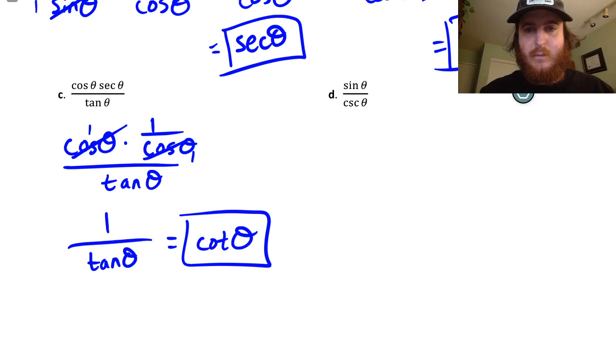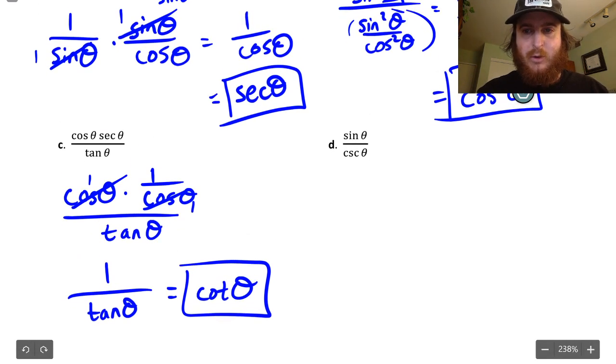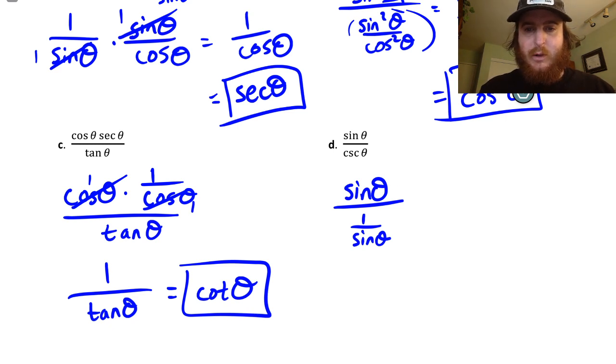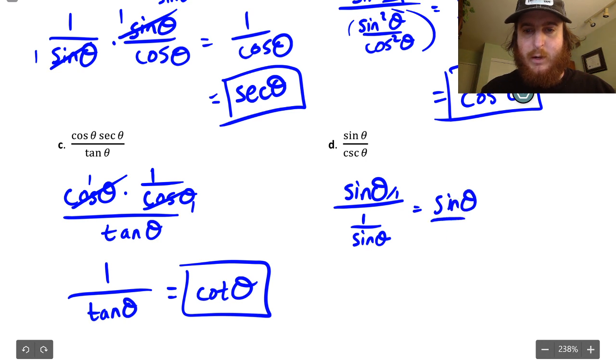All right. Next one, sine theta over cosecant theta. Again, I'm going to leave sine theta alone. And cosecant theta we're going to write as 1 over sine theta. So if you really want to, lollipop that, we get sine theta over 1 times, when we flip the second one, sine theta again over 1.